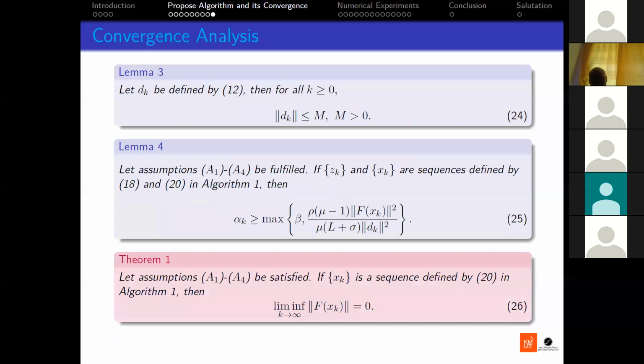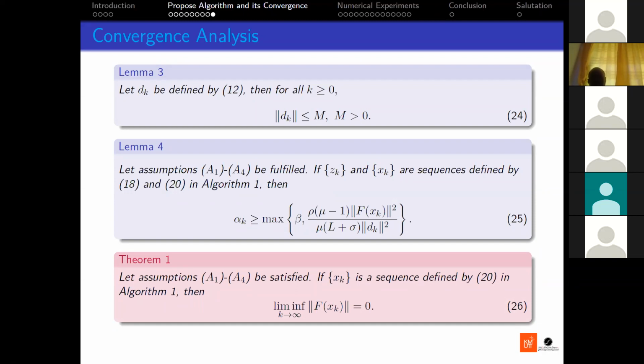Now the next lemma is telling us that the direction is bounded. So this boundedness also helps us in showing that the sequence, or the algorithm, converges to the solution. I'm going to come to the theorem. I'm just giving the background now.